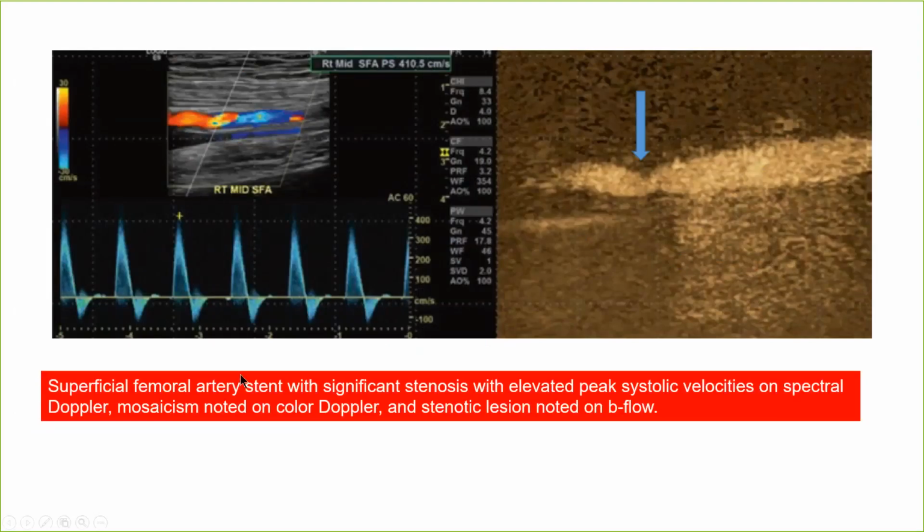Here's another example with in-stent restenosis. Here on B-flow imaging, you can see nice narrowing, a very similar appearance to an angiogram. Hence, when you want these kinds of evaluations or assessments, doing B-flow or power Doppler can help you find the stenotic lesions well.